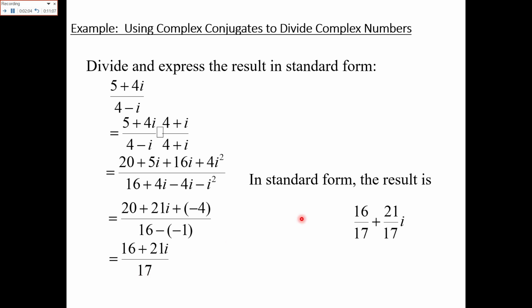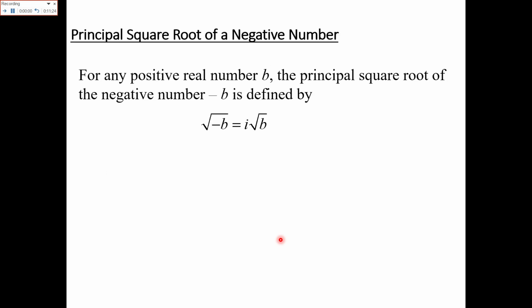So now the standard form will become 16 over 17, which is the real part in rational form, plus 21 over 17 iota, which is the imaginary part in rational form. So that is how you divide complex numbers.